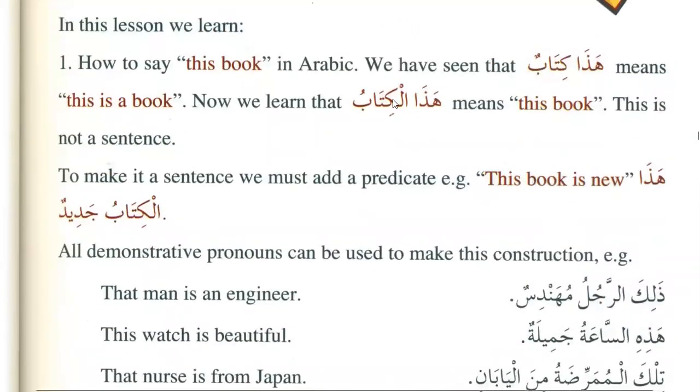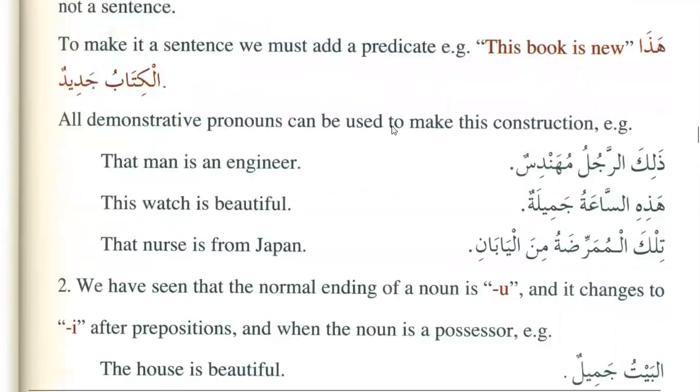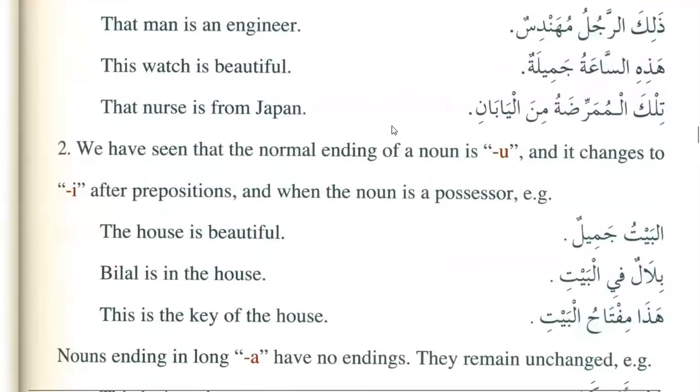Okay, now this is not a complete sentence. To make it a sentence, we must add a predicate to it. So hazal kitabu jadidun, we have added a predicate, so it becomes a complete sentence. This book is new. You will learn this type of sentences here.